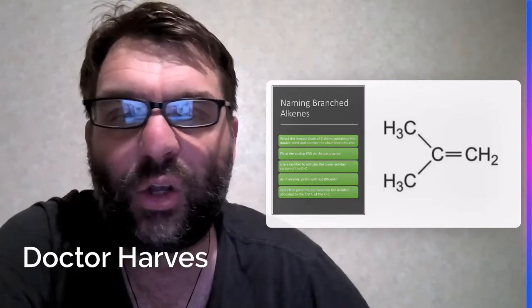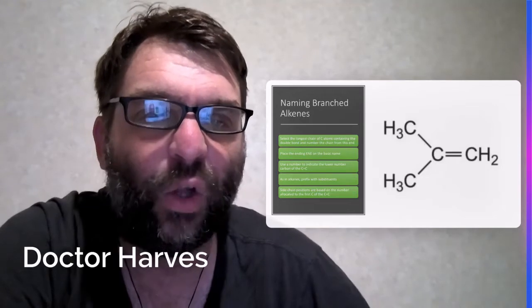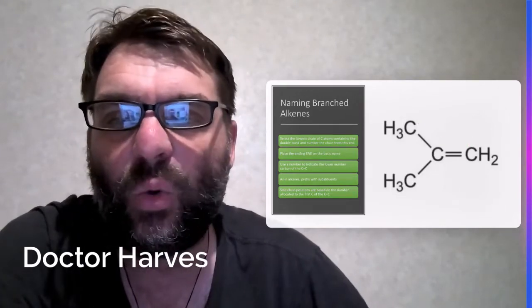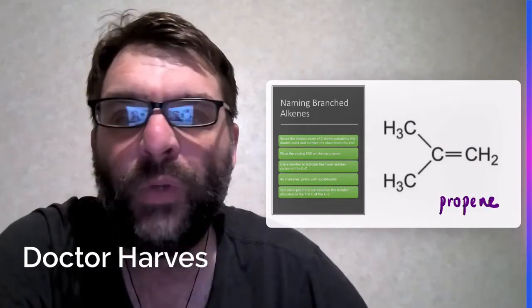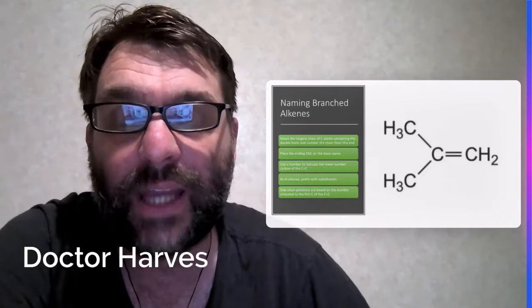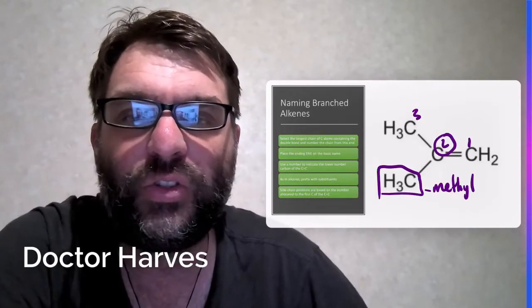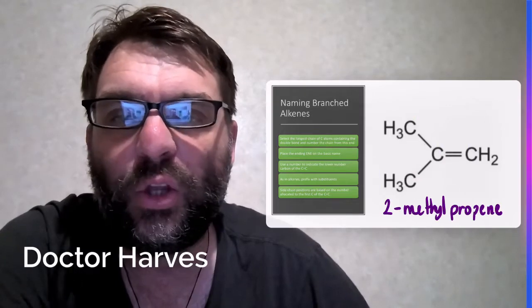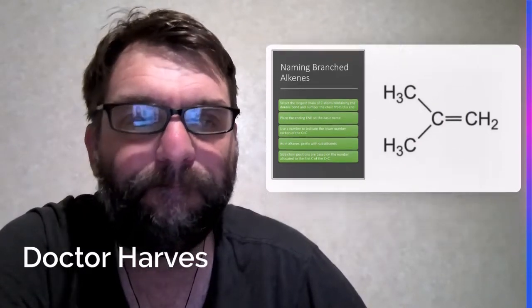double bond. Looking at the example we have on the right, the longest chain is 1, 2, 3 carbons, so it will be propene. And the methyl group is on the second carbon, because the first carbon is where the double bond starts. So it will be 2-methylpropene.